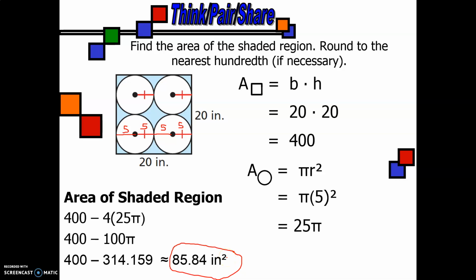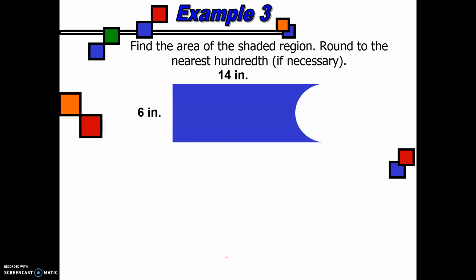All right, we're going to try out one last problem before I let you go. So here is our final example. Here we're going to find the area of this shaded region, and again, rounding to the nearest hundredths if necessary, and it will be necessary here.